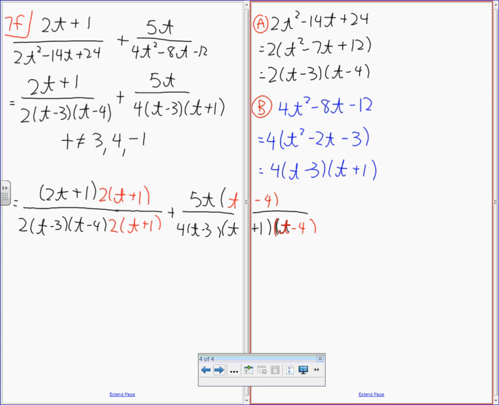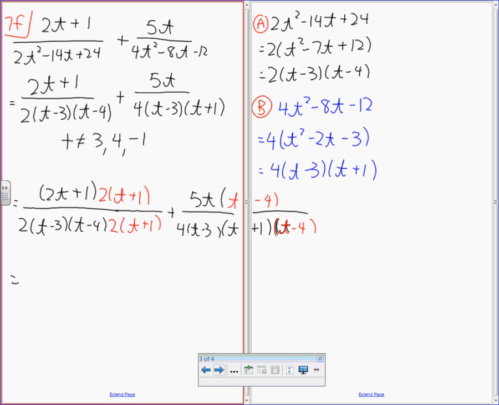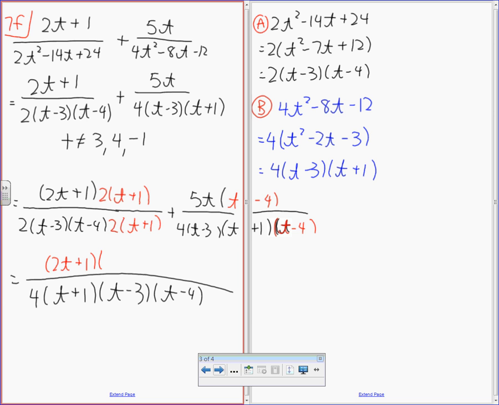So what I'm going to do is I'm going to FOIL the left-hand side. My common denominator is going to be that messy thing. So the common denominator is going to be, oh boy, 4 times t plus 1, t minus 3, t minus 4. My numerator on the left-hand side, I'll do this left one in red. So it's going to be 2t plus 1, 2t plus 2. The right-hand side is going to be plus 5t squared minus 20t. Is there any question on how I got that right there?